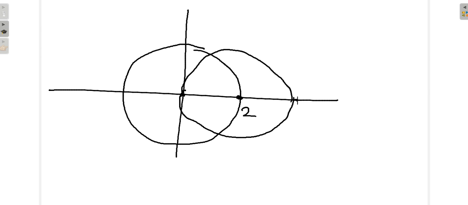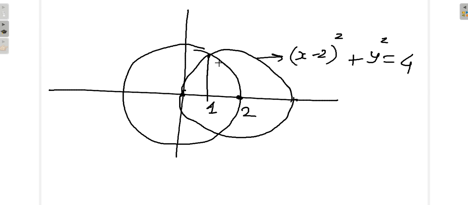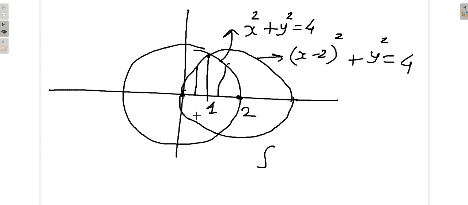Something like this. This point will be x equal to 1, which is the common point of intersection. This circle is, and this circle is, and all I do is integrate. This is the first step and this is the second step. So what is the required area between 0 to 1?